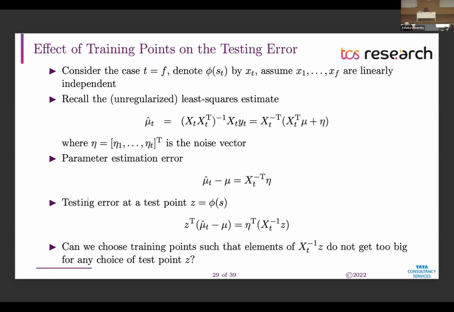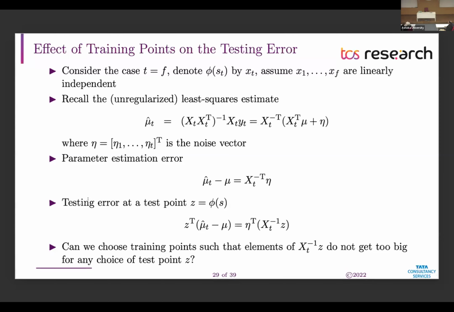Now with this parameter error, the testing error, that means the error between your fitted function and the true function at any point z, is going to be this. This was the noise vector captured in the samples. This z represents the point where you are testing the goodness of fit, and this x is of course the decision variables that you chose, the training points.